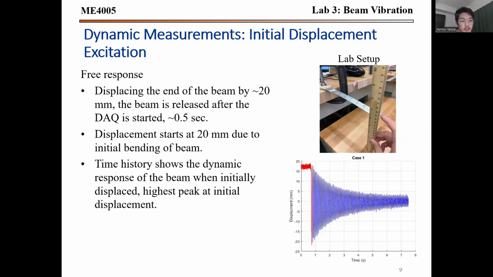So this is the first case showing that after the initial release of the beam, it can be seen that the beam vibrates and reaches equilibrium towards the end, showing its dynamic response.